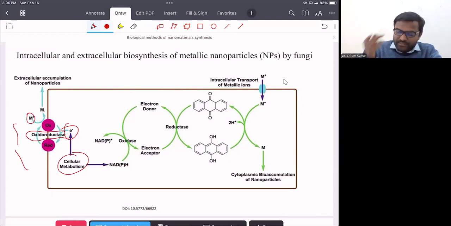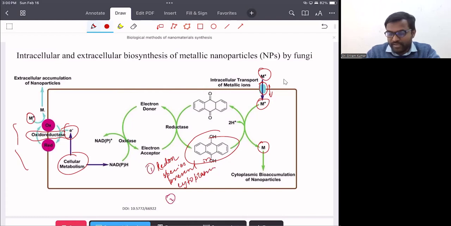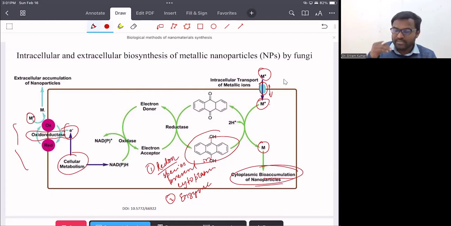If you want to understand the intracellular process, here the metal ion enters within the cell using a transportation mechanism. The metal ion gets reduced in the presence of metabolic activity and active detox species present in the cytoplasm. Maybe there is an enzyme process, maybe the detox species, maybe in the presence of the enzyme. These things happen within the cytoplasm, and finally the metal ions get converted into metal, and there is formation of the nanomaterial, which is a bioaccumulation material in the cytoplasm.